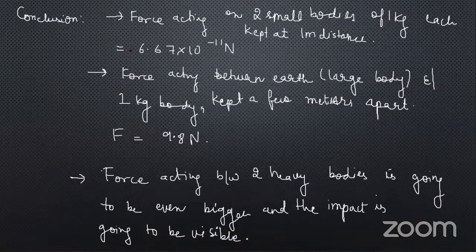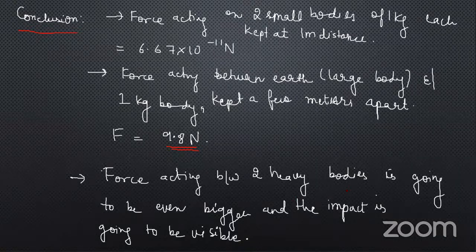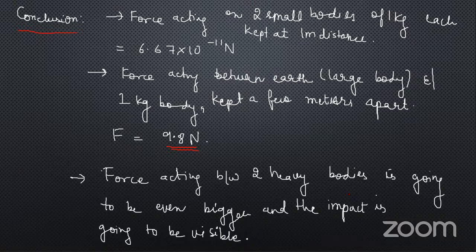So please read these conclusions. I think we have done this. The force acting on two small bodies of 1 kg each is 6.67 into 10 to the power minus 11. The force acting between Earth, a large body, and a 1 kg body kept a few meters apart is 9.8 newtons. And for the force acting between two heavy bodies, we are going to see the force between the Moon and the Earth, because both are big bodies, both are part of the universe, so both are going to exert attractive gravitational force on each other.